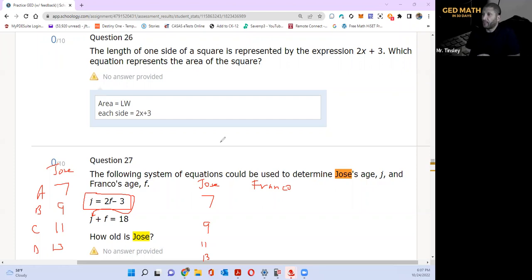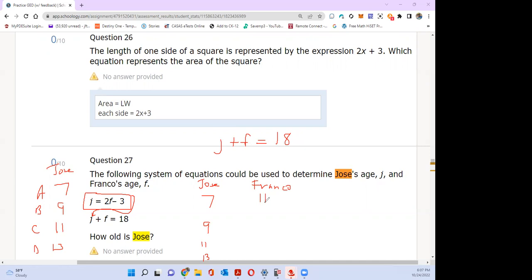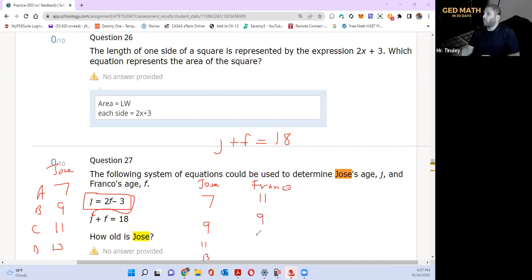So listen to what I said. J plus F equals 18. So if you know Jose is 7, 7 plus what number, Franco's age, would give you 18? 11. If Jose was 9, how old would Franco be? Not 19, that's 28. We only want to go to 18. 9. If Jose was 11, how old would Franco be?